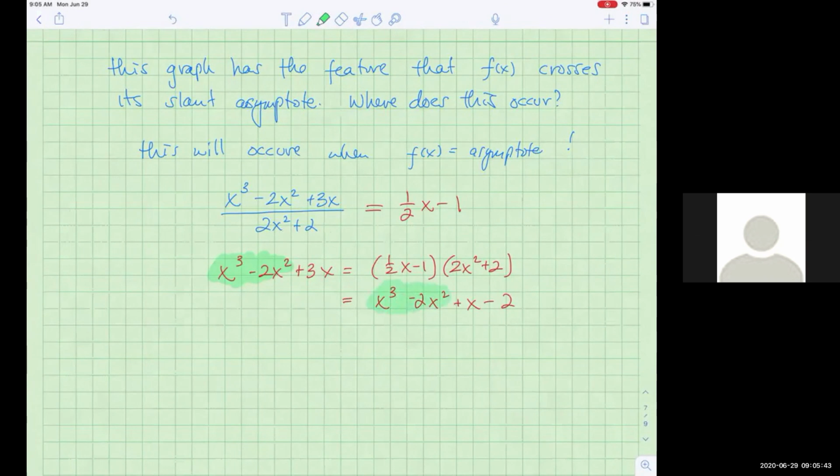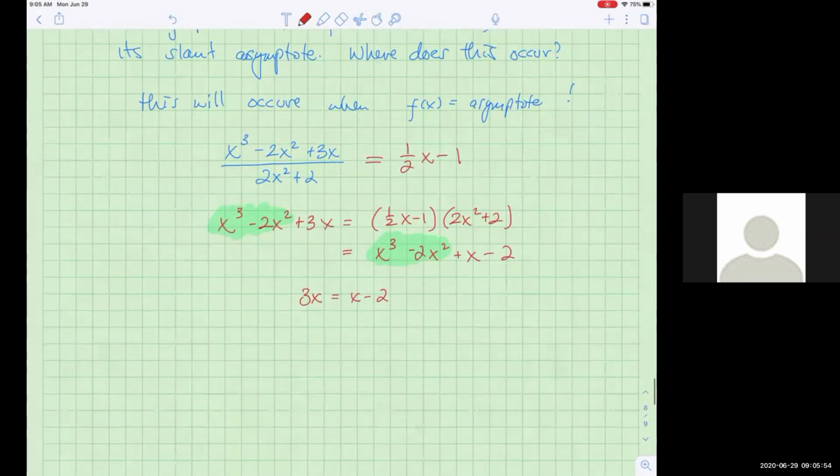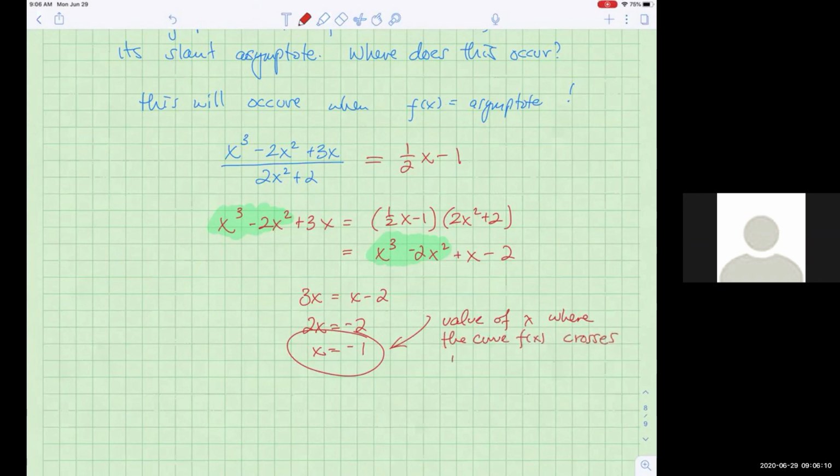We can subtract x cubed and negative 2x squared from both sides. And what we're going to get is the equation 3x is equal to x minus 2, or 2x equals negative 2, or x is equal to negative 1. This is the value of x where the curve f of x crosses its asymptote.